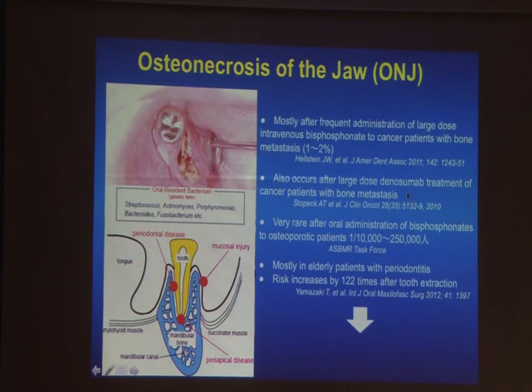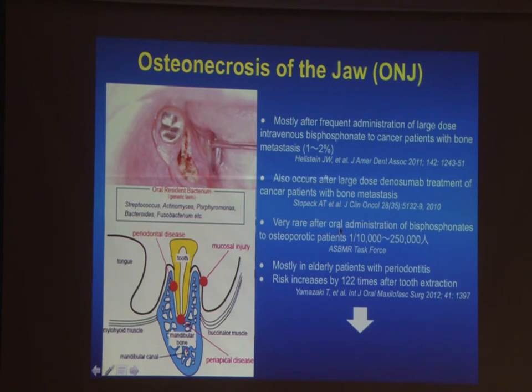The problem with these very strong anti-resorptive agents is the development of osteonecrosis of the jaw. Originally, it was only bisphosphonate that caused this kind of lesion, but most of the lesions are developed by frequent administration of large-dose intravenous bisphosphonate to cancer patients with bone metastasis. So zoledronate causes ONJ in 1.4% of patients, and denosumab also causes this kind of lesion, at slightly less than 2%. So they both cause this kind of lesion, but the lesion appears to be a little different. This takes longer to be cured, but this takes shorter. So it appears a little different lesion, but it also develops.